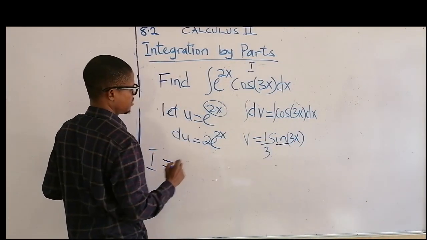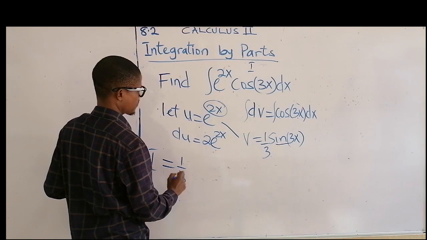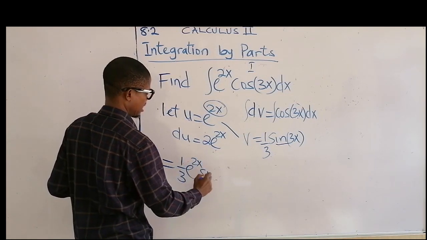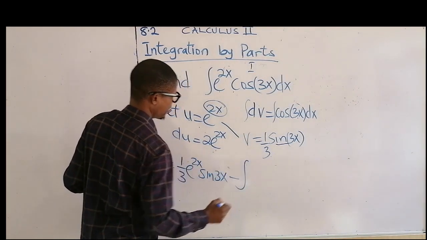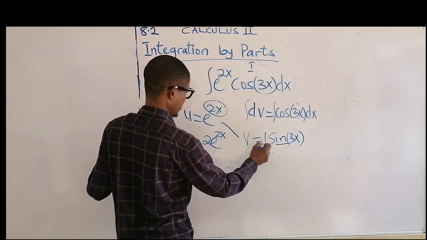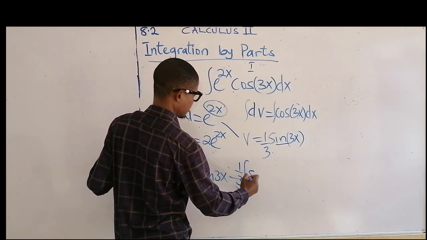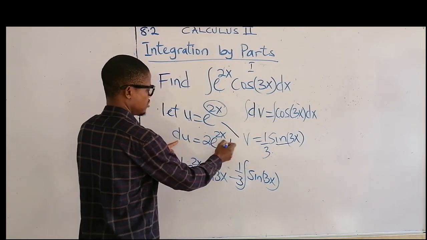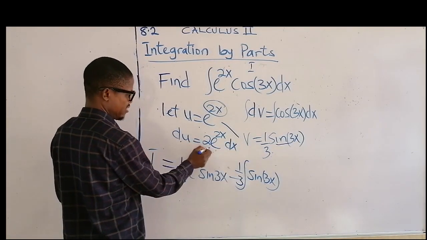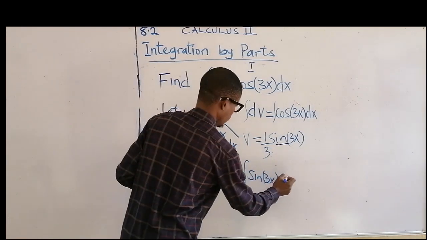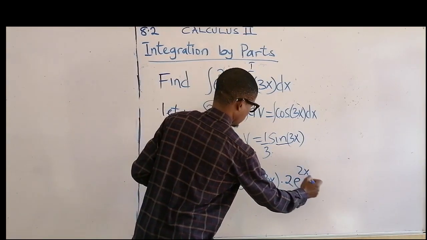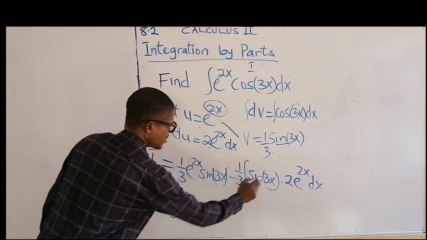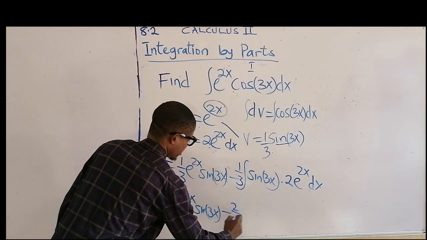Okay. So we have uv, which is this 1/3 e to the power 2x sine 3x, then minus the integral of v. And v is this, the 1/3 can come outside, sine 3x times du. Du with respect to the function, so du is equal to what? This dx, so times 2 e to the power 2x dx. Then this 2 outside, minus 2/3.